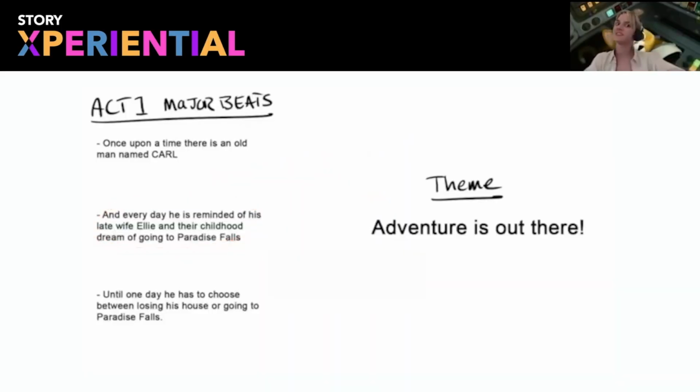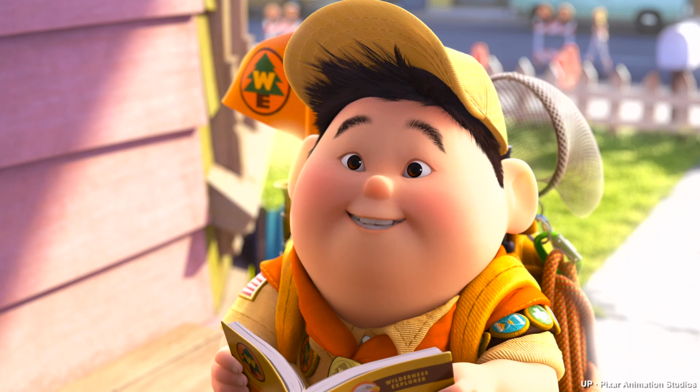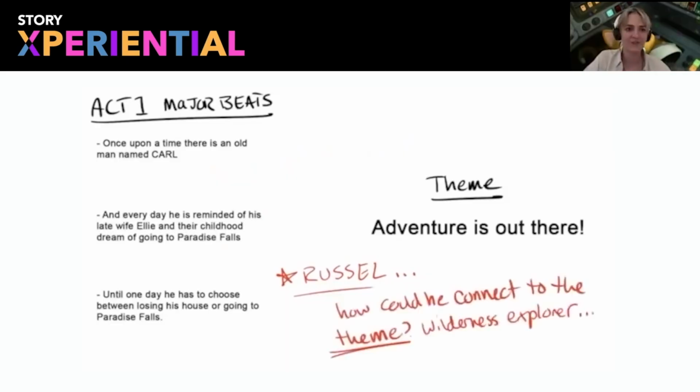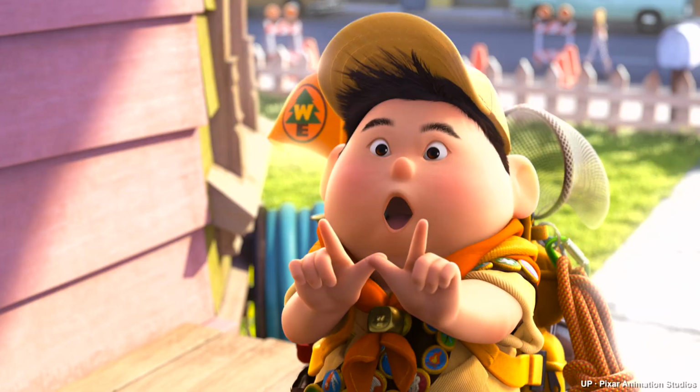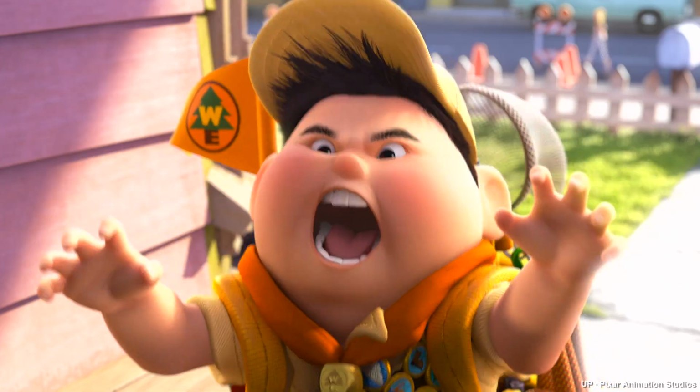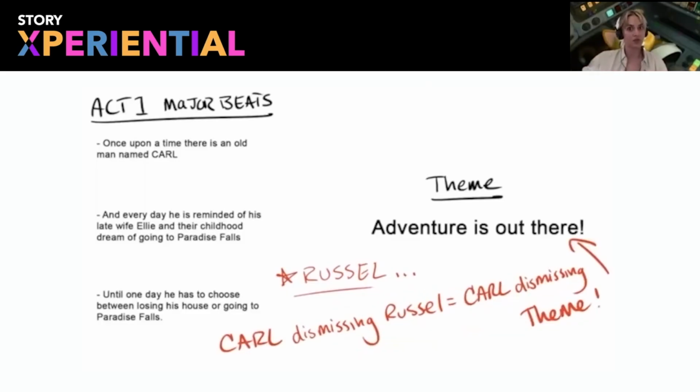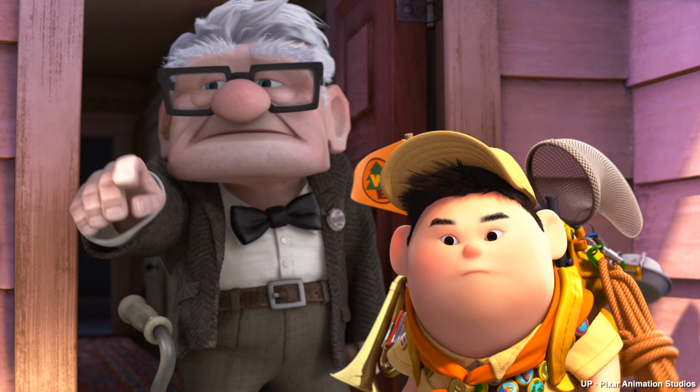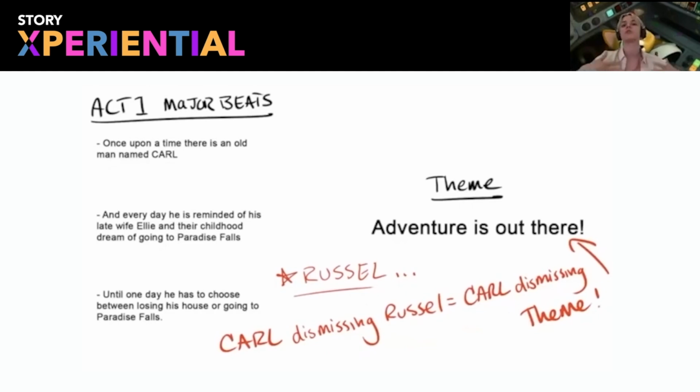And then there's this other character that gets introduced in Act 1, Russell. Why choose a kid for this story? How could he connect to that main theme? They make him a wilderness explorer, adventure. He's serving a purpose in the storytelling of the theme of the movie. In the beginning, Carl dismisses him, tells him to go away. That's your main character rejecting the theme.